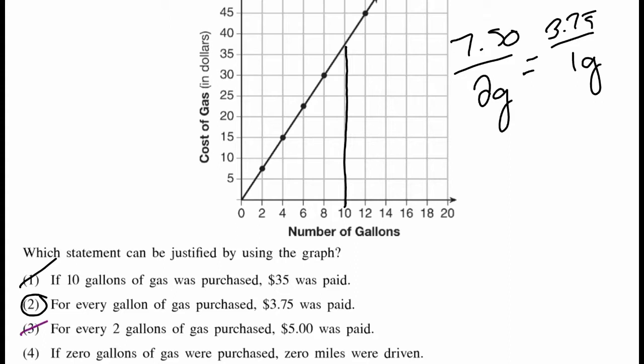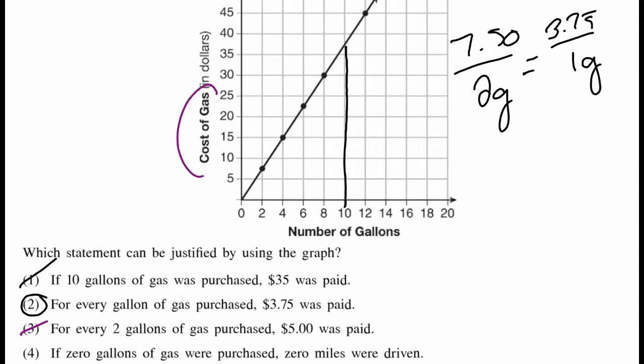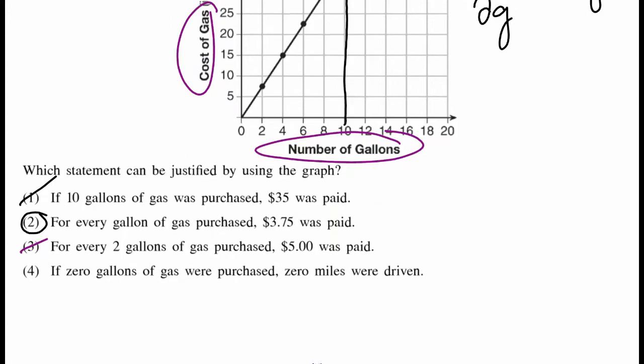No. It's more than $5. If 0 gas was purchased, 0 miles were driven. Well, this has to deal with the cost and the number of gallons. It has nothing to do with how many miles I drove. So 4 makes no sense. 2 is the answer.